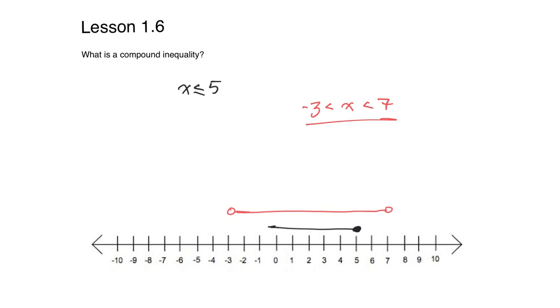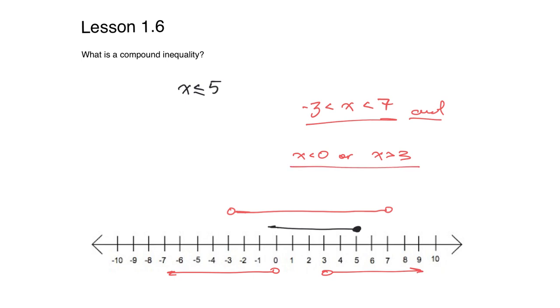Sometimes I would get, and this is an and, right? x is between -3 and 7. Sometimes I'll get x is less than 0 or x is greater than 3, which would mean I have an open dot and an arrow to the left and an open dot and an arrow to the right, meaning that the solution falls either in this range here or this range here.